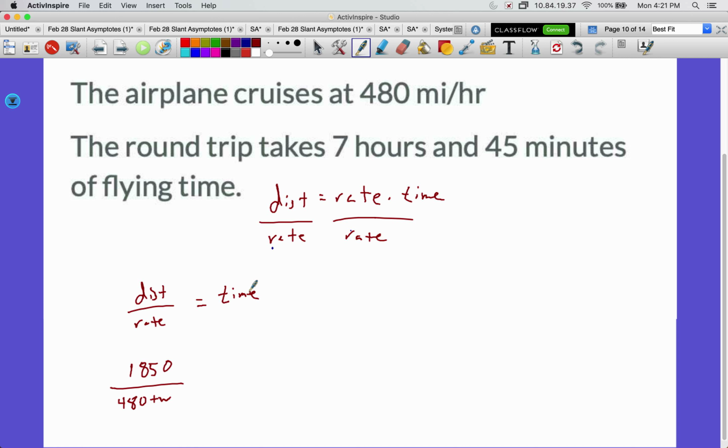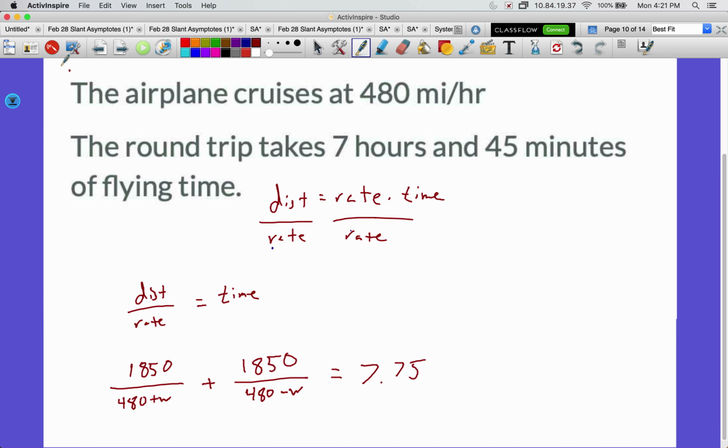That equals part of the time, but we don't have to know that because we're going to add that immediately to the other part of our time, which is that return trip of 1,850 miles divided by the 480, which is our speed minus the speed of the wind. And together we know that that's 7.75 hours.